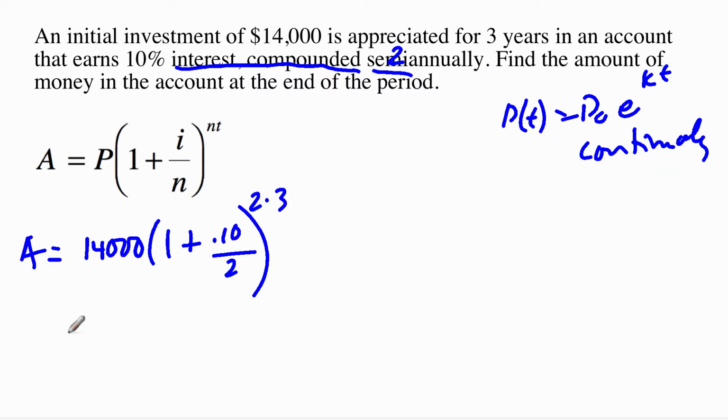One thing maybe, you could put all that in your calculator, and I'll try that in a second. But you could simplify this: 0.10 divided by 2 is 0.05, and 1 plus that is 1.05, and then 2 times 3 is 6. It might be easier to put it in your calculator that way.